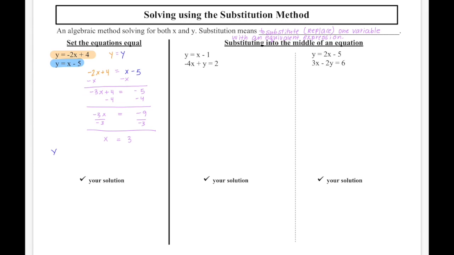Since we have x, we can just plug it into one of the equations that we started with. The bottom one looks the simplest to me this time, so I'm going to go ahead and plug in x equals 3 into the bottom equation, y equals x minus 5. And then I'm going to solve for y. I find that y equals -2, so I can rewrite my solution as an ordered pair as (3, -2).